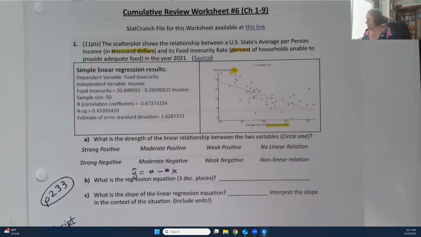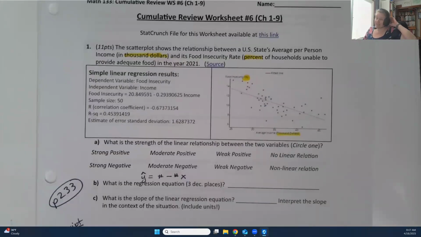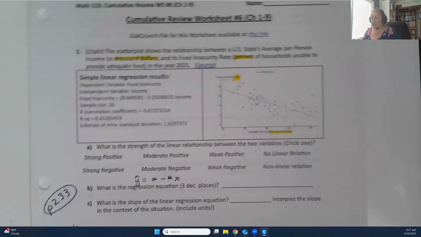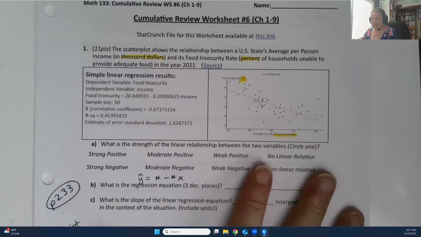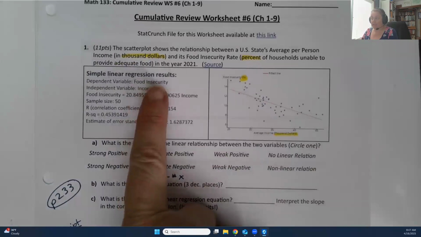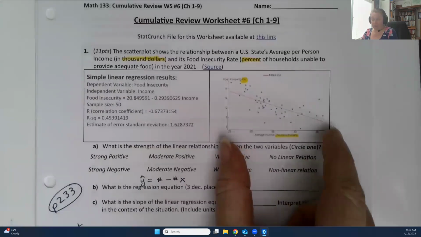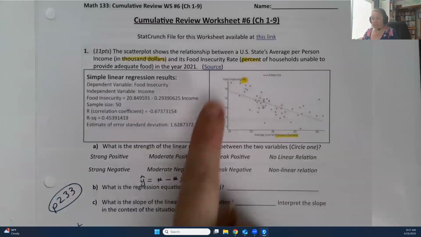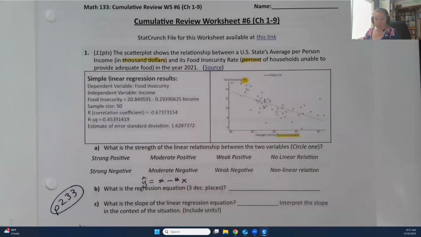And by the way, this is real data if you're interested. This is the different states in America, and it's the average household income or average person income, and then it's the food insecurity rate. What percent of people don't have adequate food in that state? So it's kind of interesting.